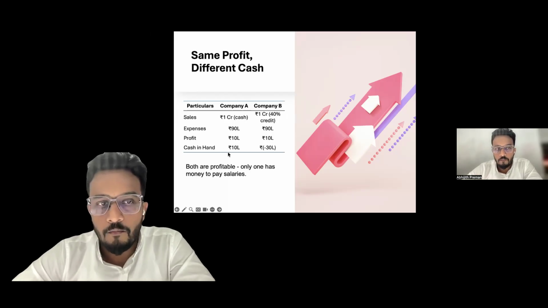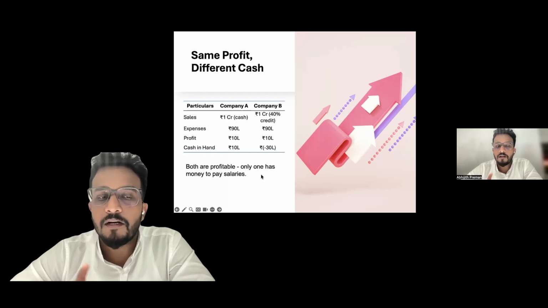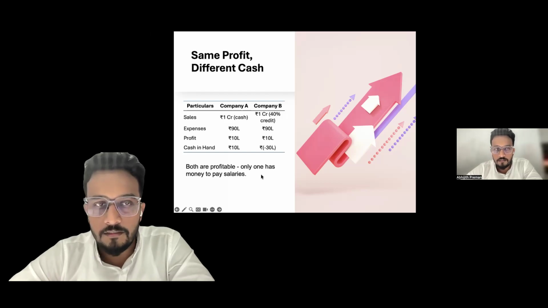Okay, both are profitable, only one has money to pay salaries. Just see this example. This is actually a very classic example of how profitability is not related to cash flow.